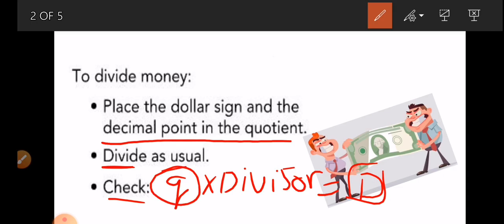But here we will add just one more step, placing the dollar sign, because today we're talking about money. So all the answers will be money, so I have to put my dollar sign. So I have to follow the same steps of the lesson, dividing a decimal number by a whole number. Just we will add one step, which is placing the dollar sign in my answer.